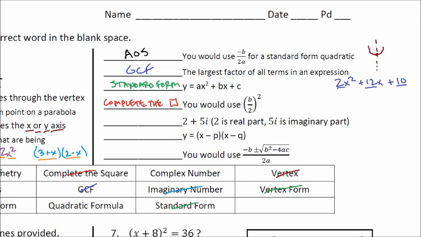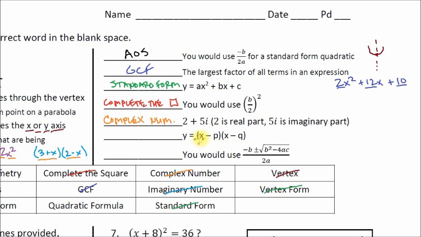Okay, next one. 2 plus 5i, where 2 is the real part, 5i is the imaginary part. We're looking right at it. That is the definition of a complex number. I'll just abbreviate number.